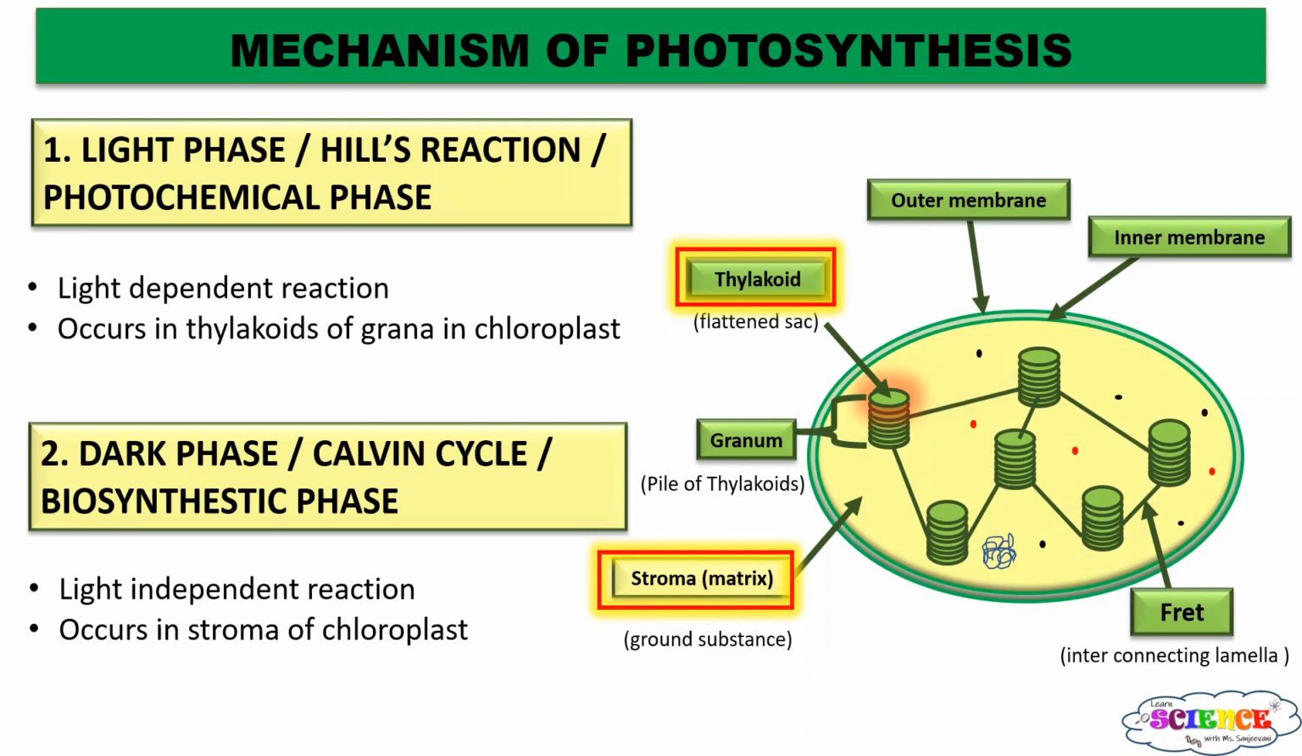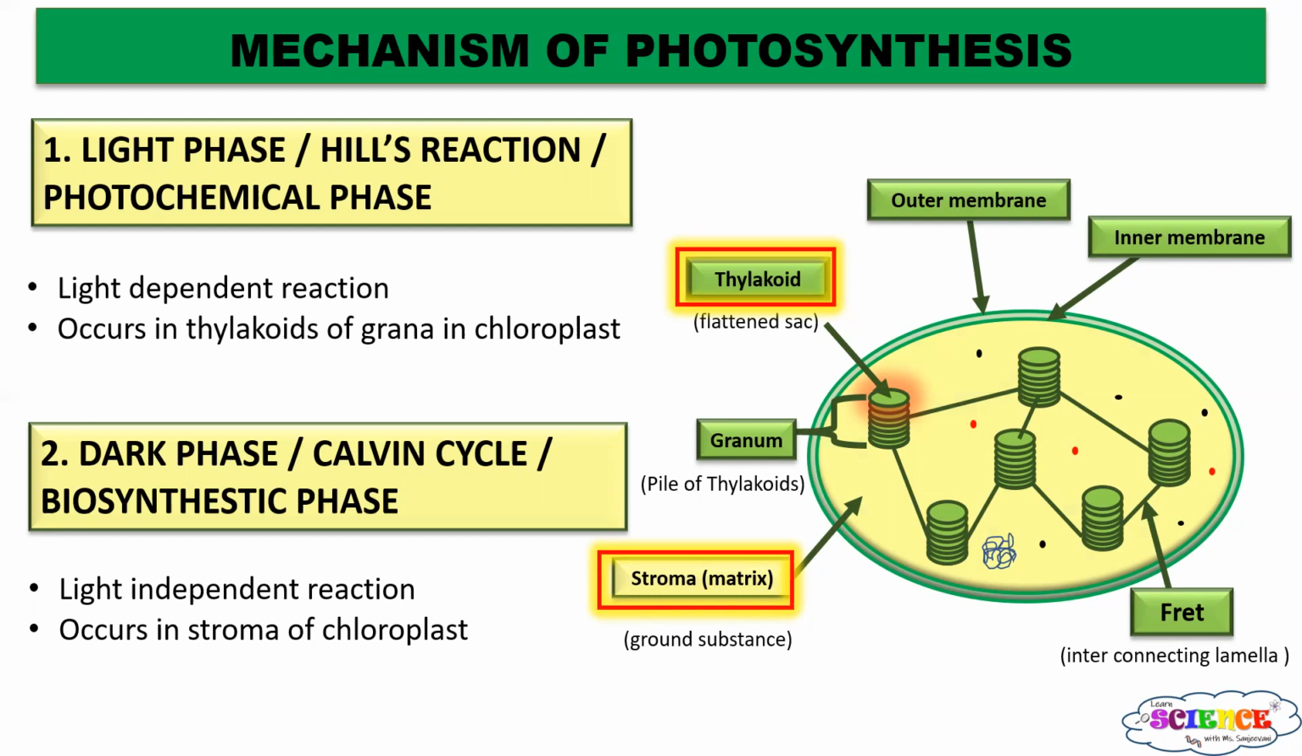Light phase is called light because it needs light. It occurs only in the presence of light. Dark phase is called dark because it does not need light. We won't say that it occurs in dark. It does not need light. Light phase is also called Hill's reaction. This name is given on the basis of the person who actually discovered this particular reaction, Robert Hill. So on the basis of the scientist we gave the name Hill's reaction. It is called photochemical phase.